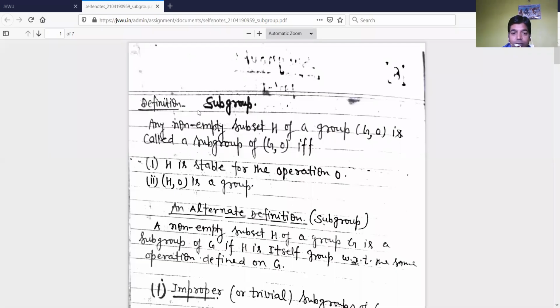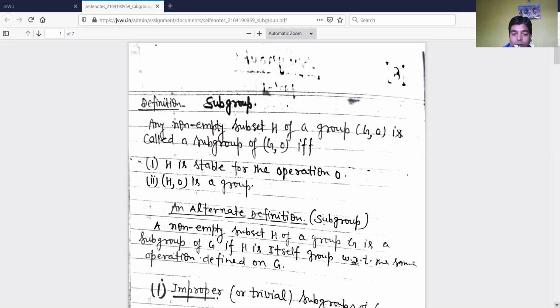See here, what is the meaning of subgroup? Any non-empty subset H of a group (G, O) is called a subgroup of (G, O) if and only if H is stable for the operation O and (H, O) is a group. An alternate definition of subgroup: a non-empty subset H of a group G is a subgroup of G if H is itself a group with respect to the same operation which is defined on G.